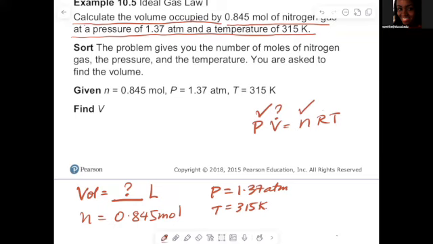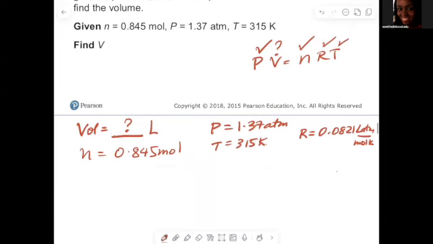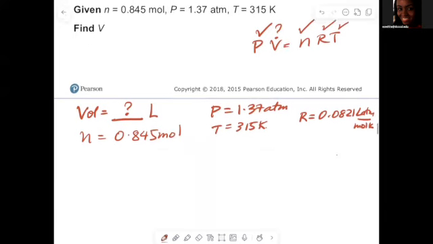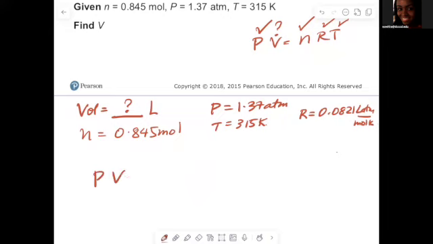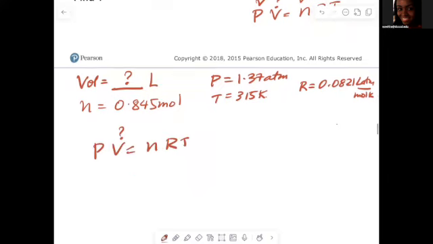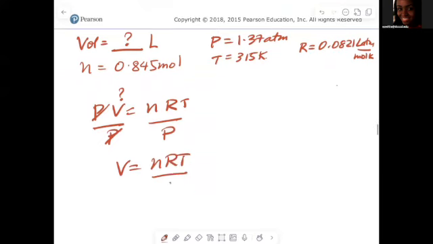We don't have R. I'm going to add R here. R is equal to 0.0821 liters times atmospheres over mole and K, right? So now we have R and then we have T. Let me work this out here. So our equation is PV equal nRT. We're trying to solve for V. So we want to isolate V by dividing both sides of the equation by P. We have V equal nRT over P.